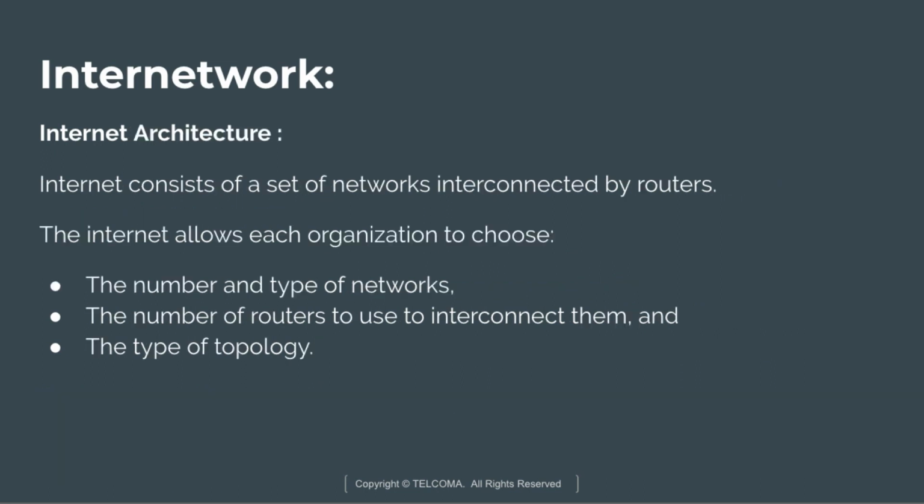Next is the Internet architecture. Here the Internet consists of a set of networks that are interconnected by the use of routers, and sometimes the Internet is also known as a virtual network system. The Internet allows each organization to choose the number and the type of networks, the number of routers to use to interconnect them, and the type of topologies to interconnect the devices in the network.